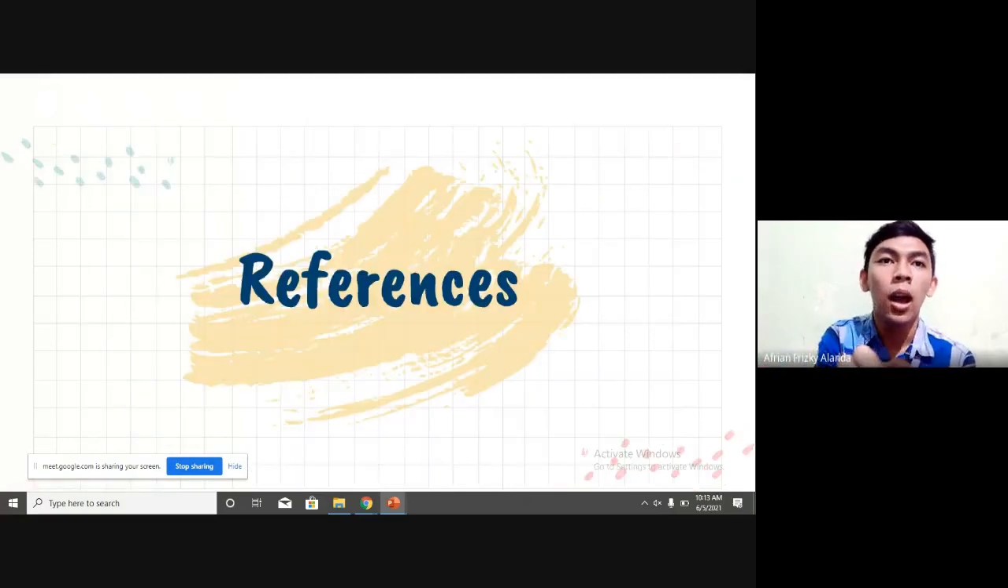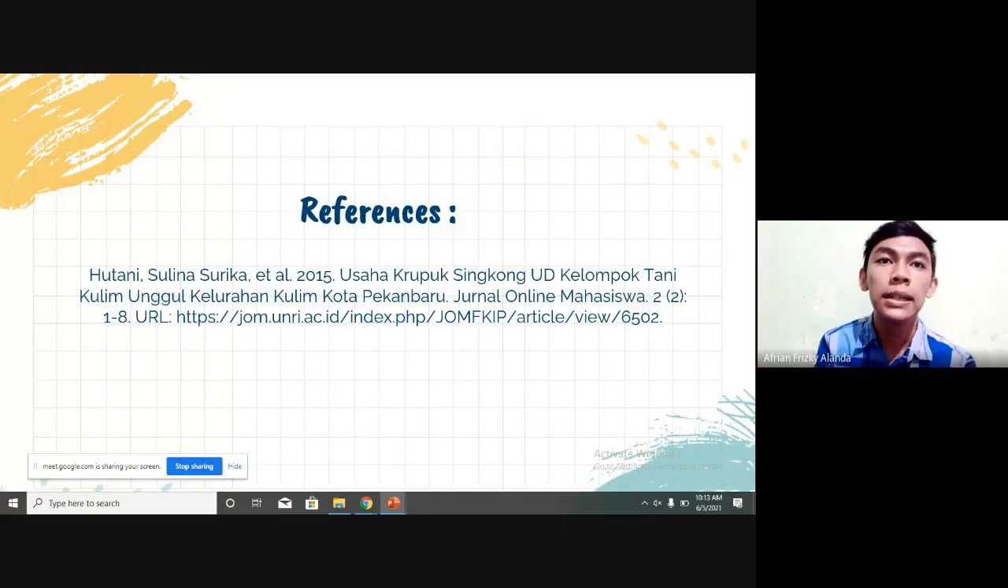And then the reference of the data is from Hutani, Sulina, Surika et al. 2015, from Usaha Kerupuk Singkong UD Kelompok Tani Kulim Unggul Kelurahan Kulim Kota Pekanbaru, from Jurnal Online Mahasiswa.